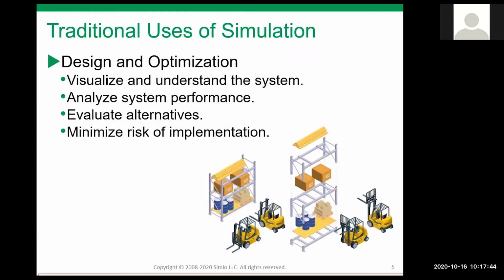So in the first section, I talked about some of the traditional uses of simulation, which is primarily for design and optimization. So this is the sweet spot of discrete event simulation in the design space. And simulation offers unique advantages in these areas, such as being able to understand the system, evaluating alternatives, basically minimizing risk by making your mistakes in the model as opposed to making your mistakes on the real system.